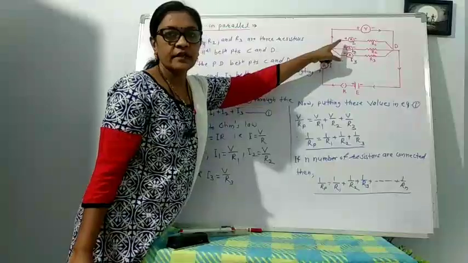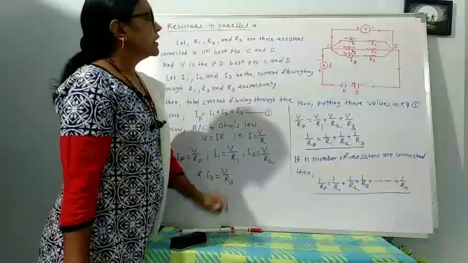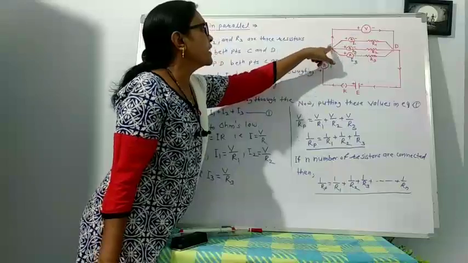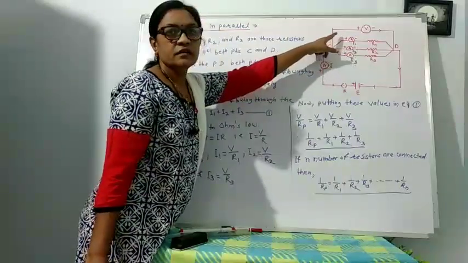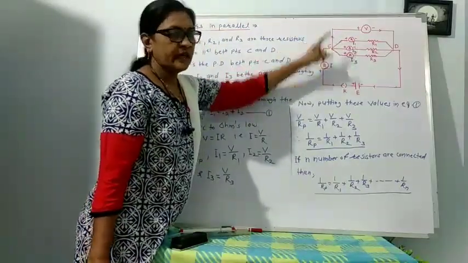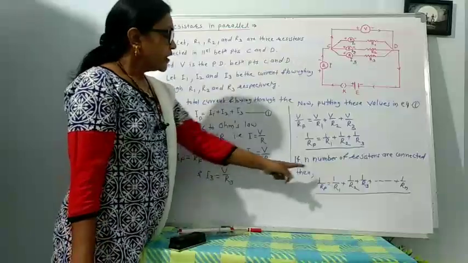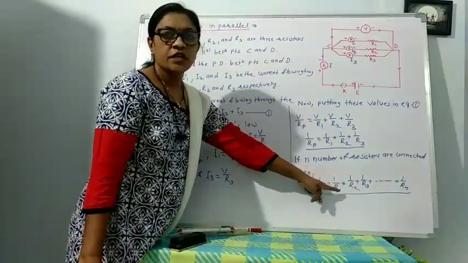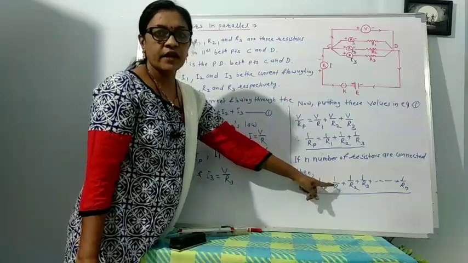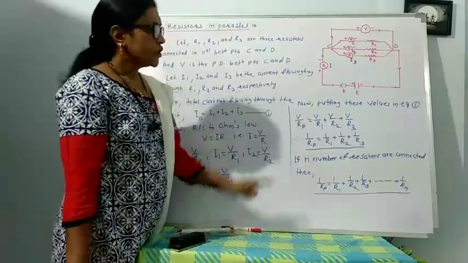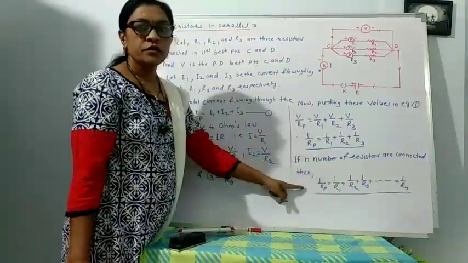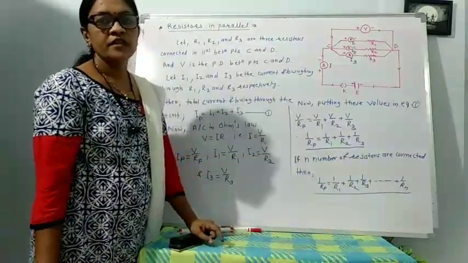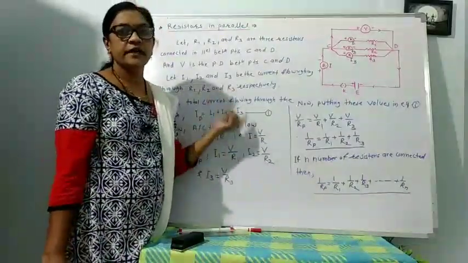हा सेकंड पॉइंट लिहायचं. Now third point, potential difference between the two ends C and D is same. Third point झाला, and effective resistance is less than each individual resistance in parallel arrangement, and this arrangement is used to decrease the resistance. अशा प्रकारे 5 पॉइंट तुम्हाला कॅरेक्टरिस्टिक्स लिहायचे.